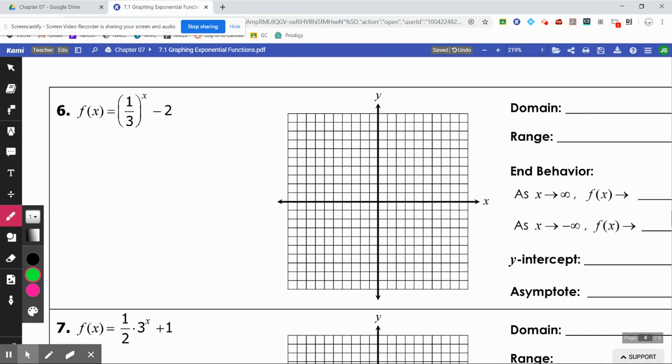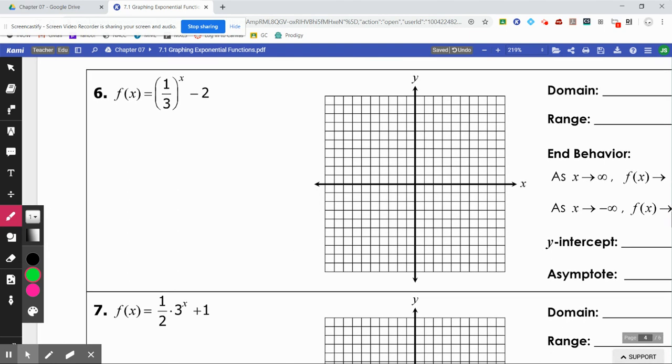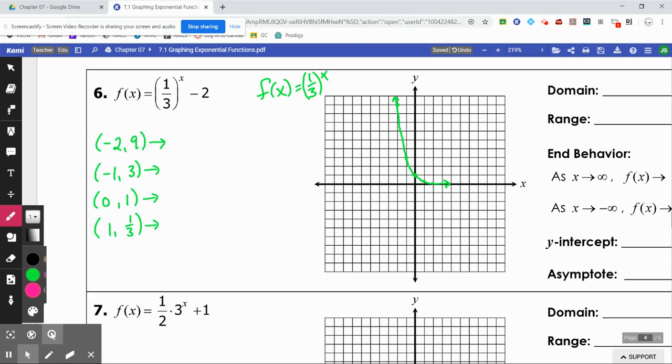Next problem. Let's go ahead and graph your parent function, and the parent function of this one would be y is equal to 1/3 to the x power. And there you see your graph. Let's go ahead and take the points and write them down. And that should be plenty. And the only transformation, you're going to take your parent function and move it down 2.